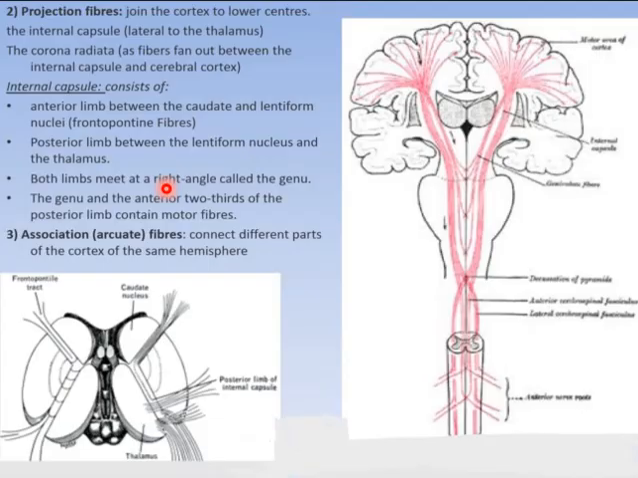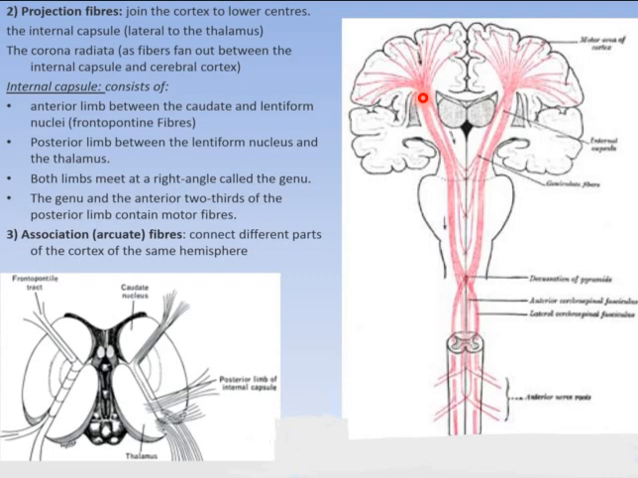The second type, projection fibers, join the cortex to the lower centers. They include the internal capsule and the corona radiata. The corona radiata is where the fibers fan out between the internal capsule and the cerebral cortex. The internal capsule consists of the anterior limb and posterior limb. The anterior limb is located between the caudate and the lenticular nucleus. This is the caudate and the lenticular here.